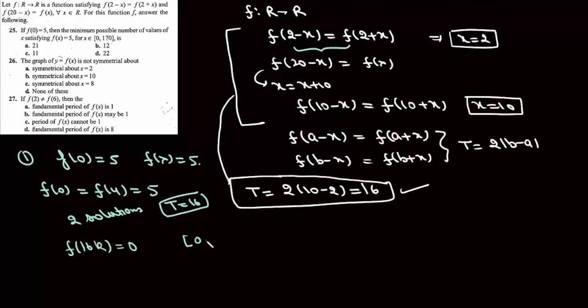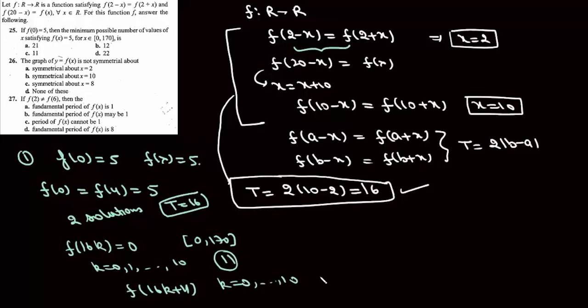And in the interval from 0 to 170, you can take the value 0, 1 up to 10. So we'll have 11 solutions. And then we have solutions of the type 16k plus 4. And here again, k can take the value from 0 to 10. There'll also be 11 values. So total there'll be at least 22 values of f which will take the value 5. So the answer to this first question is option D.